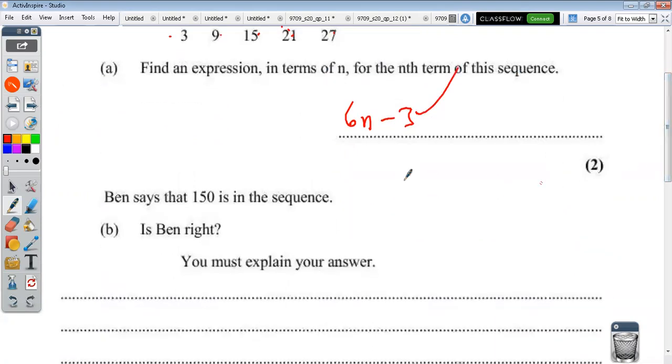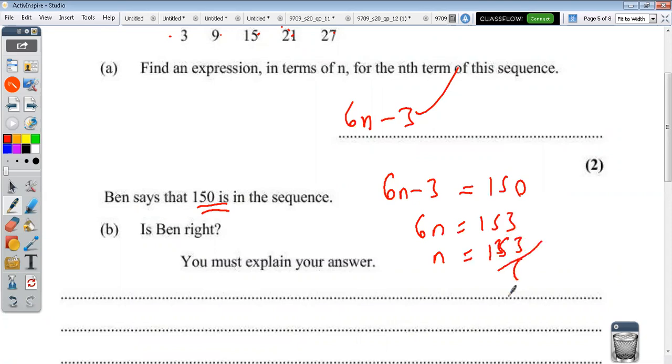Now, what we do is 150. Ben says 150 is in this sequence. I said you do 6n minus 3 equal to 150. That's what we said. Move the 3 to the other side. 6n is equal to 153. Divide both sides by 6. What's 153 divided by 6 from your calculator? Punch it in, what do you get? 25.5. So it's a wrong answer.